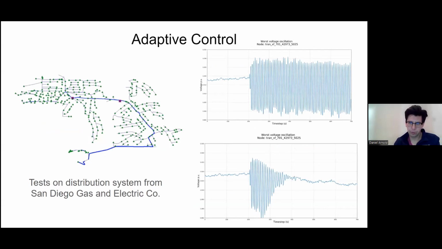Here is an example of this control strategy working on a real grid model from San Diego Gas and Electric Company, with some of their grid data and some of their solar deployment data that we used. We created this scenario where a portion of devices in the system were attacked. This leads to a substantial oscillation in the grid voltages at the top when we're not doing any control. That's very bad. We want to get rid of that. And then when we deploy our control scheme, you can see in the bottom subplot on the right that those oscillations are mitigated relatively quickly.